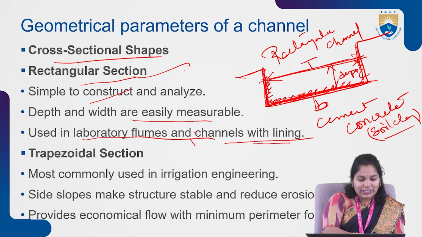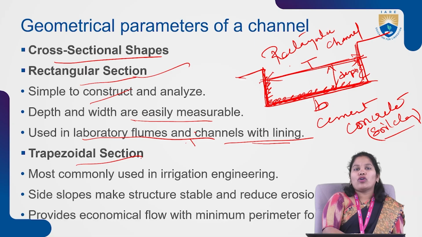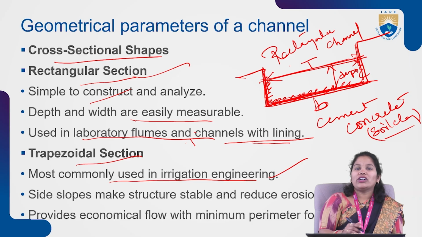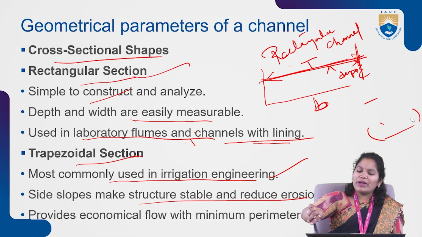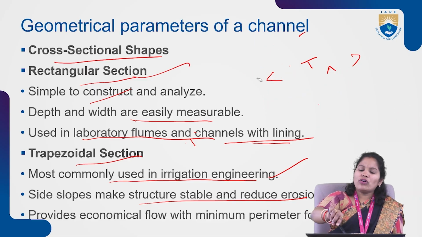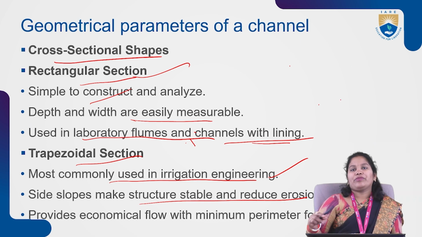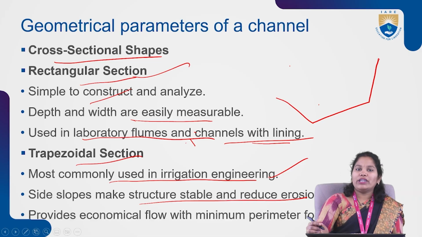Now, the trapezoidal channel section. The trapezoidal channel is most commonly used in irrigation channels. These channels are mainly used by irrigation engineers. The side slope makes the structure stable and reduces erosion. Compared to the rectangular channel, the best channel section we call the trapezoidal channel, right?